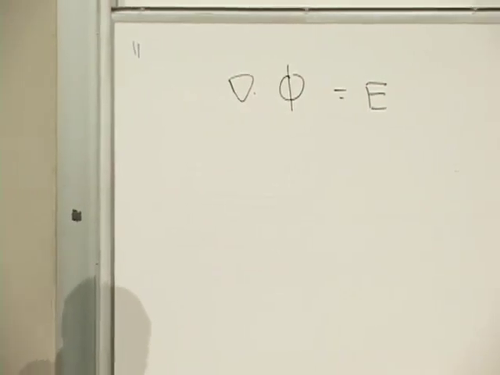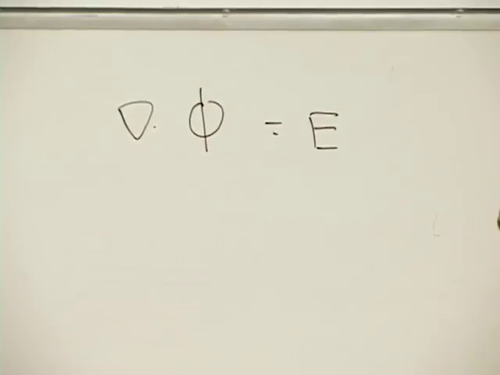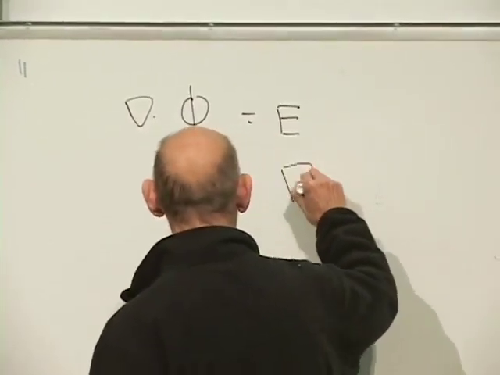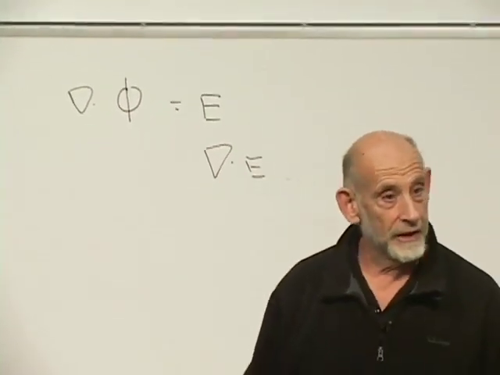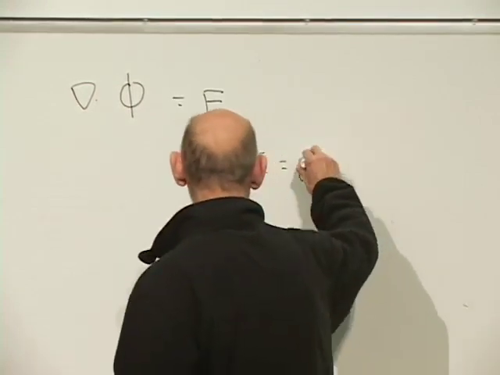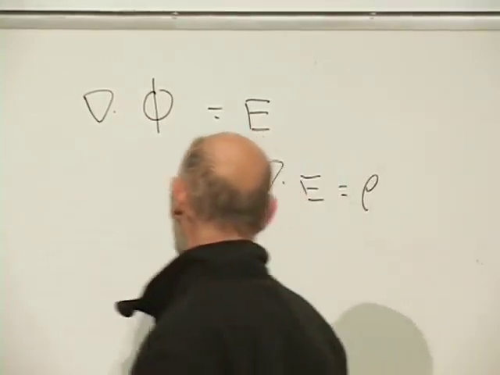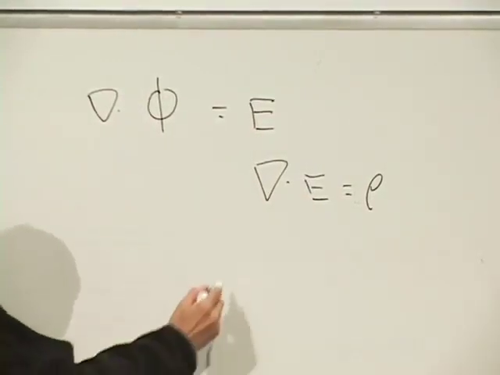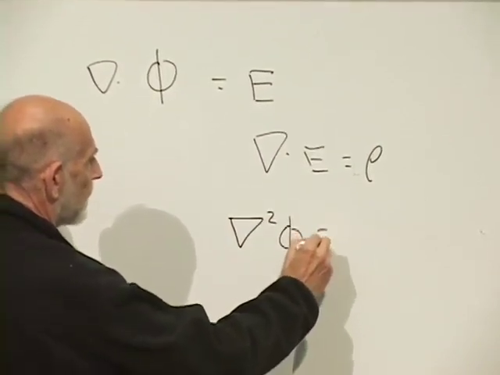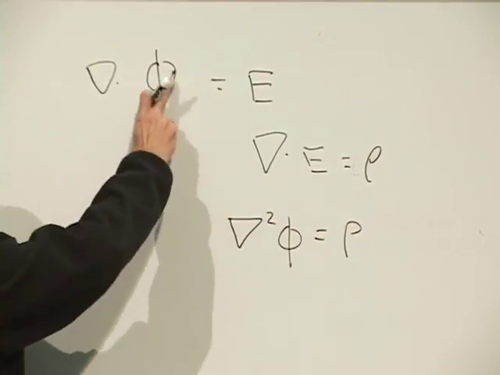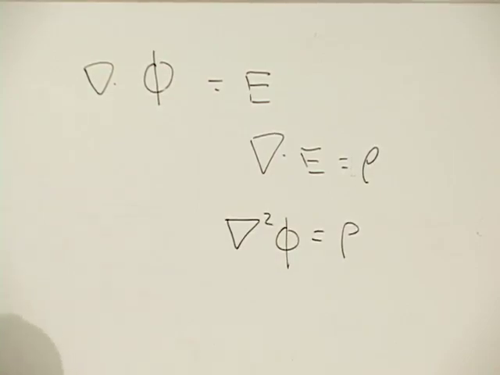And what's the equation for the electric field in electrostatics? Divergence of the electric field is the charge density, right? Charge density on the right-hand side, call it rho. And we can rewrite that in terms of phi by writing, I'll write this out in detail in a moment, del squared phi equals rho. Del phi is E, del dot E equals rho, so del squared phi. And what does del squared phi mean?